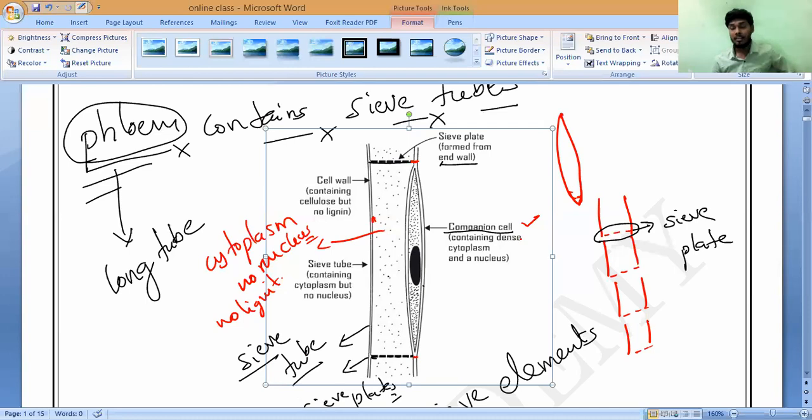This companion cell is a little bit stronger, in the sense that it is a little bit denser. This companion cell contains both things: cytoplasm as well as a nucleus. The black one which you can see, what can we call this? Nucleus. Do you understand? Nucleus. And the dots kind of thing that you can see, what should we call that? Cytoplasm.